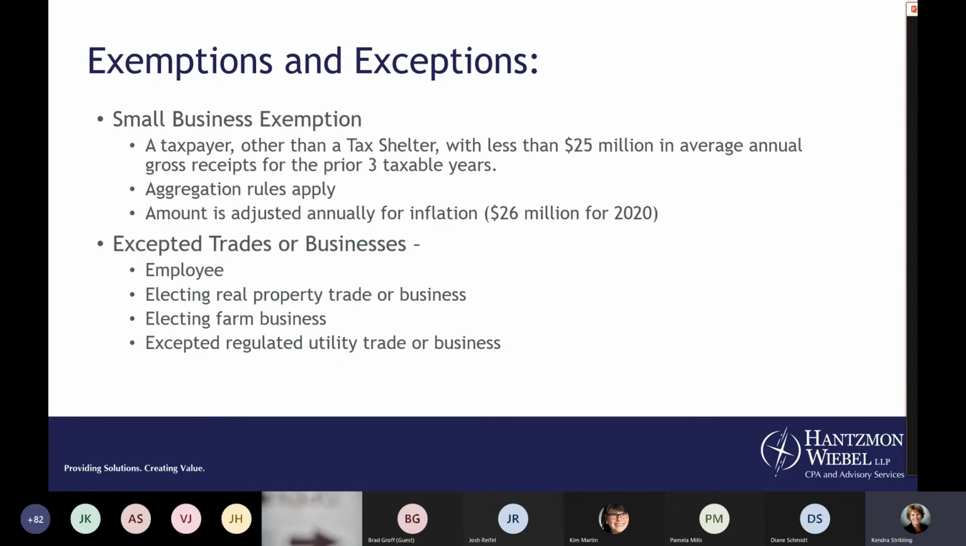There are a few excepted trades or businesses, such as the trade or business of providing services as an employee, electing real property businesses, electing farm businesses, and certain regulated utility businesses.